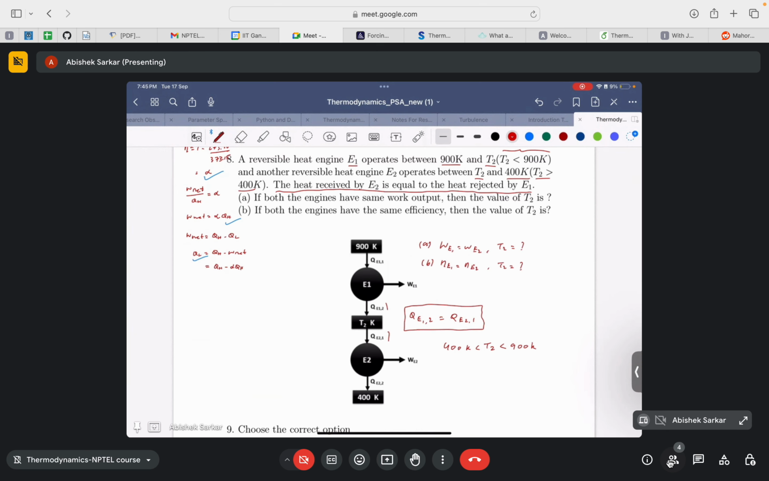So you need to find T2 for the first case when WE1 is equal to WE2. Secondly, if both engines have the same efficiency, basically eta E1 is equal to eta E2. So let us do it part-wise. Again, for part 1, let me give you 5 minutes. Try out part 1. Then after 5 minutes, I will show you the solution. Then we'll discuss part 2 as well, and I'll show you the solution. I hope it is fine. You can try it out now.